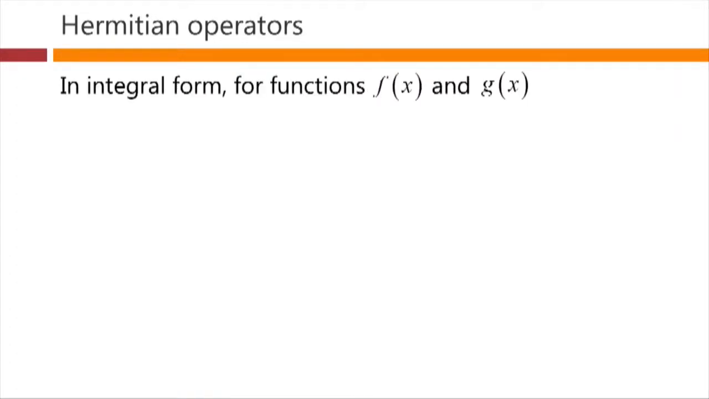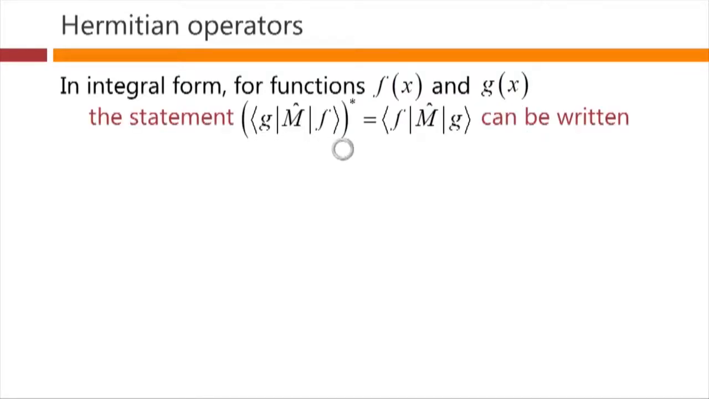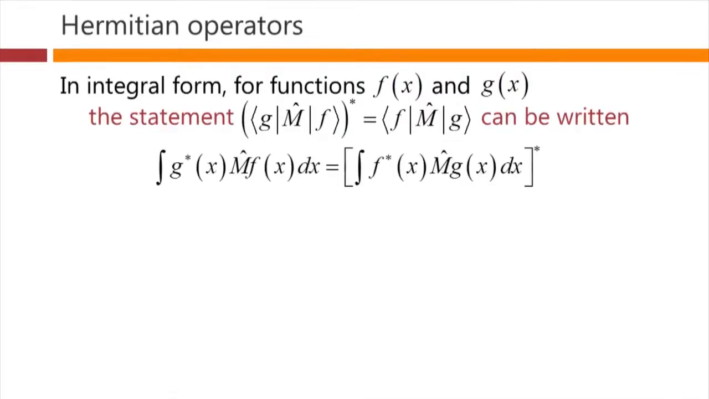In integral form for functions f of x and g of x, this statement here we can rewrite in the following form. Actually, what I've done here is take the complex conjugate over to the other side, which we can always do. So the complex conjugate of both sides would get rid of the complex conjugate here and put a complex conjugate here.